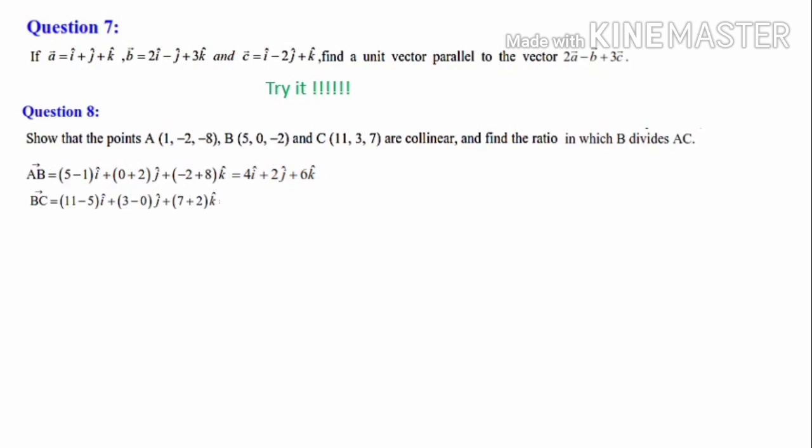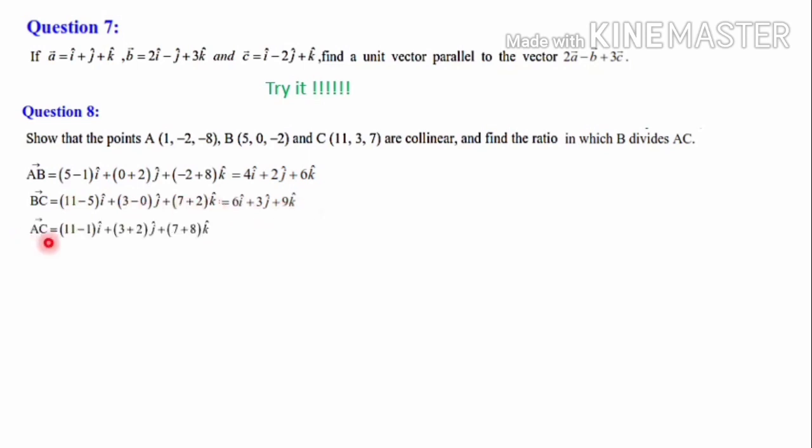Next one we can go for BC. BC means C coordinate minus B coordinate, that is (11 minus 5) i cap, (3 minus 0) j cap, (7 minus minus 2, that is 7 plus 2) k cap. Calculation: 11 minus 5 is 6 i, 3 minus 0 is 3 j cap, 7 plus 2 is 9 k cap.